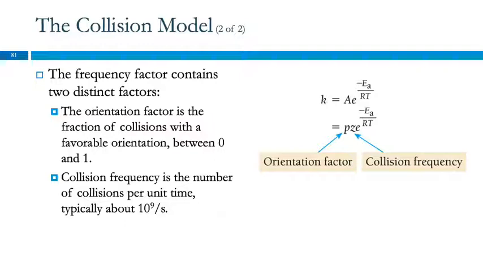So we can take the Arrhenius equation, k equals this frequency factor times e to the negative Ea over RT. We can take this A out and separate it into two factors, the orientation factor and the collision frequency, P and Z. And we're not going to do a lot of calculations with this. It's more of a conceptual thing about why is that important.